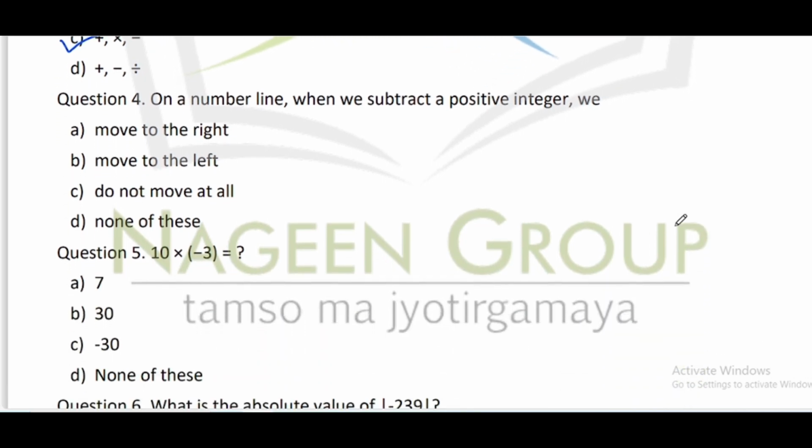Let's see question number 4. On a number line, when we subtract a positive integer, we move. Let's see a number line. In the center, that is 0. If we move to the left side of 0, that shows the negative integers, and if we move to the right side of 0, it shows positive integers.